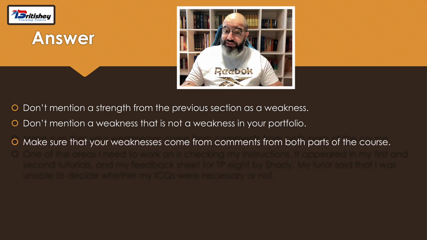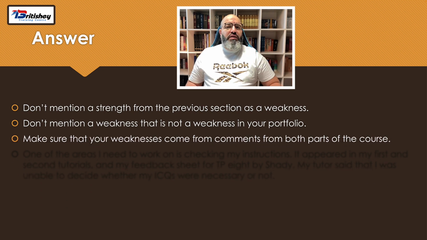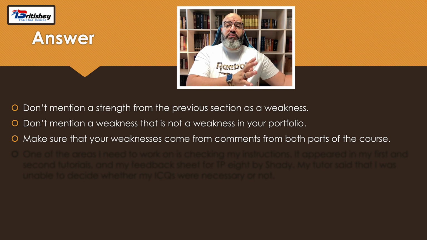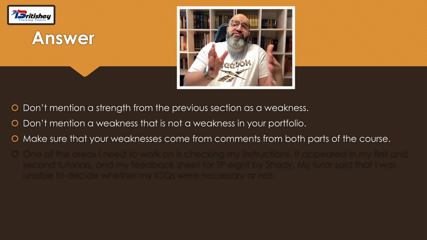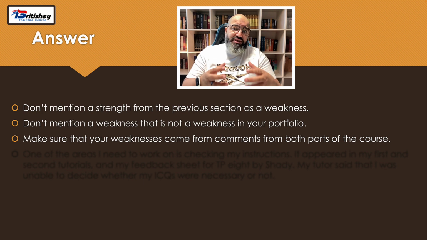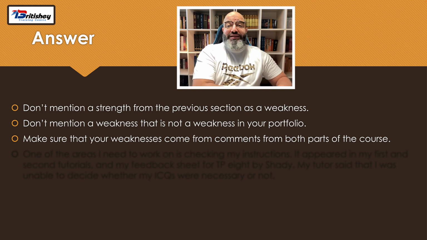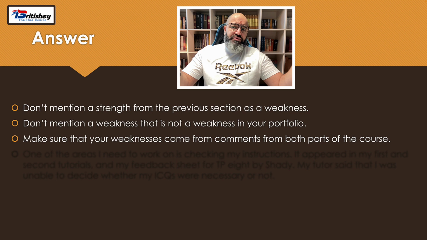Make sure that your weaknesses come from comments from both parts of the course. Like, don't go to the first part of the course and keep giving us weaknesses, and these weaknesses are in TP1, TP2, TP3, TP4. Now, what about 5, 6, 7, and 8? Your assignment has to be balanced. So when you talk about strengths or weaknesses, you've got to cover both parts of the course.